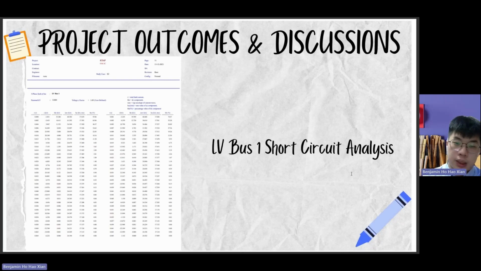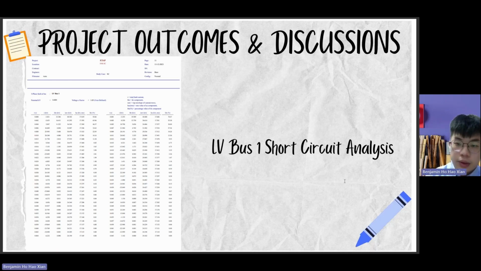Next is the low voltage bus 1 short circuit analysis. We can see that the more time passes, the more the IDC, IENV, and IAC decrease. We can see all of them decrease, and only the I value always changes, like a sine wave, sometimes increasing and sometimes decreasing into the negative part.